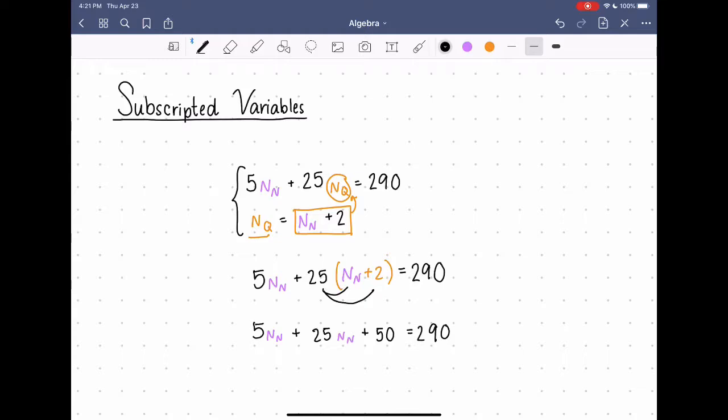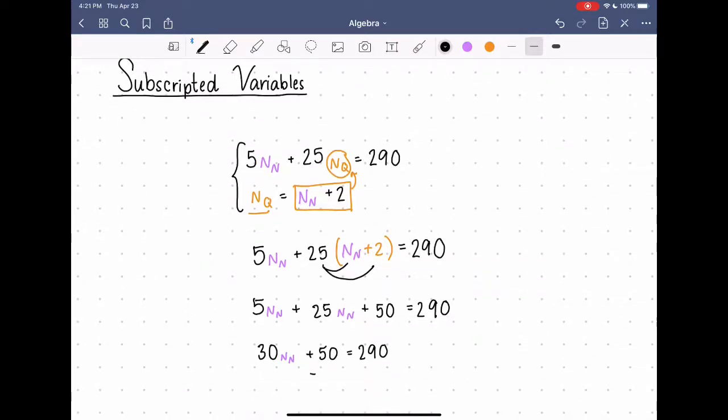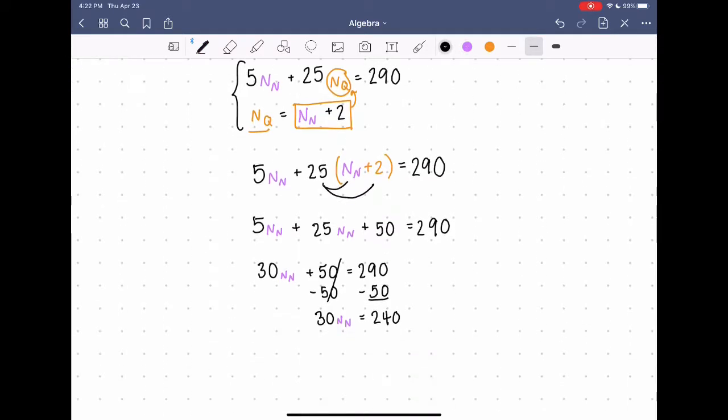Put together those like terms, so I end up with 30 times the number of nickels plus 50 equals 290. Then I'm going to have to subtract this 50 over here, subtract it over here, and I get 30 times the number of nickels equals 240. One more step, I'm running out of space. Divide by 30 over here, divide by 30 over here, and then I have that number of nickels alone finally, and I know that my number of nickels is 8.